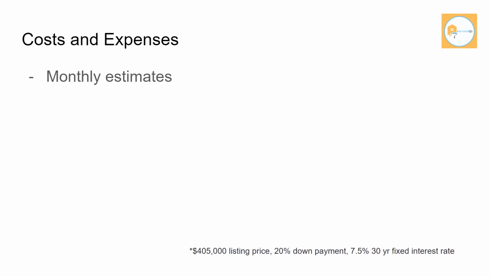And now let's go through the monthly estimates for costs and expenses associated with just an investment property, not necessarily a short-term rental. So mortgage payments for a $405,000 listing price at 20% down payment, you're borrowing around $324,000. And assuming that this is a 7.5% 30-year fixed interest rate loan, then your mortgage payment will come out to $2,265. And this is excluding property taxes and insurance. So I'll break those numbers out separately.